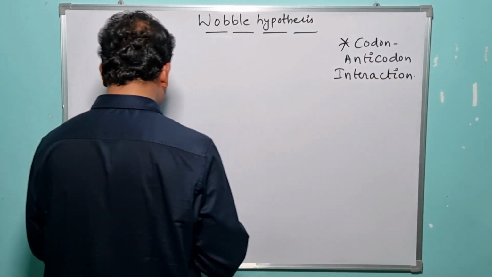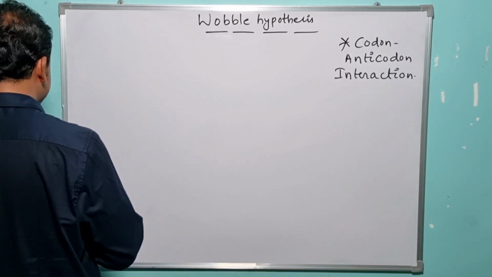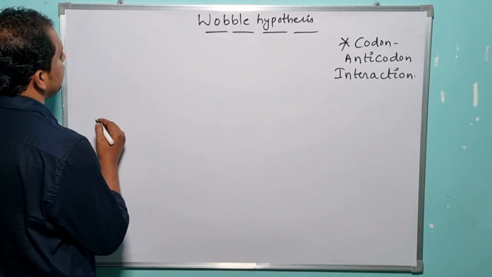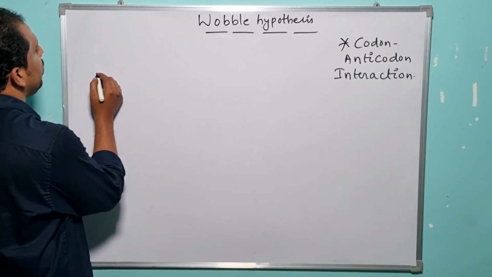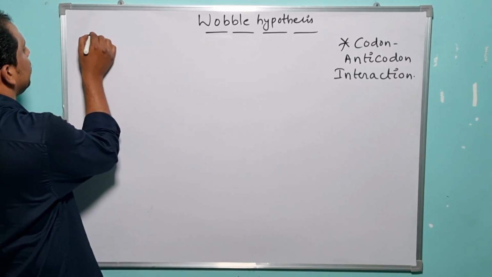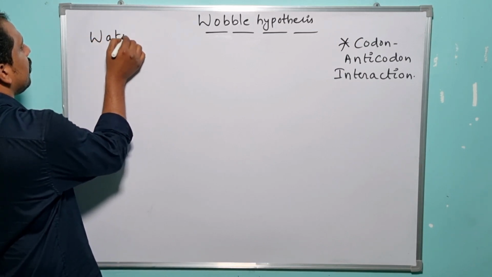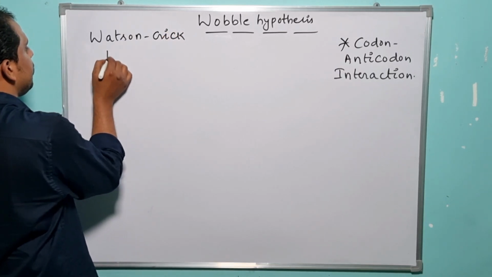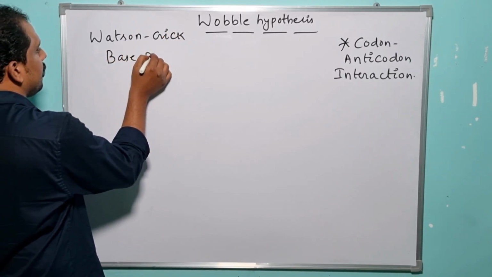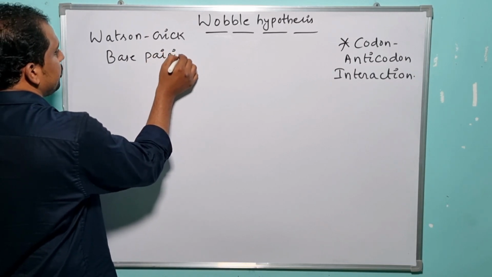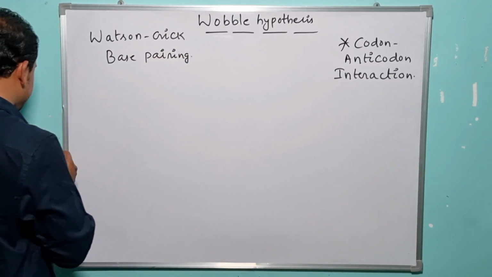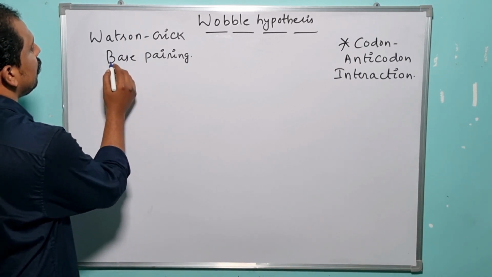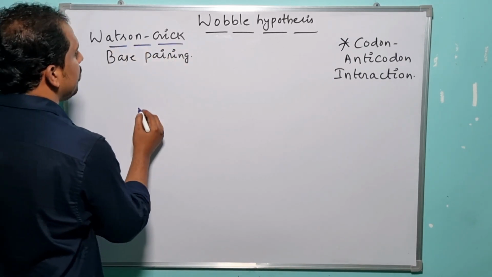So here, if we consider all the nucleotides which do exist in nature, either in case of the DNA or RNA, they obey the normal Watson-Crick base pairing, right? So let me write it here. Watson-Crick base pairing. So here, for your better understanding, let me present the nucleotides which obey the Watson-Crick base pairing or the normal base pairing, right?